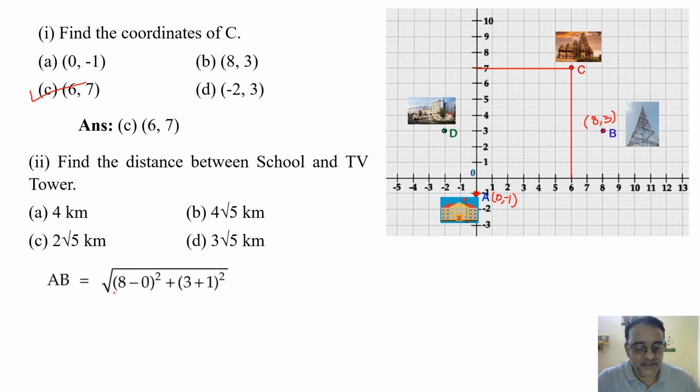So this will become 64 and this will become 16. So root 80. Root 80 is 4 root 5. Okay, that is 16 into 5 होता है, तो 16 का 4 हो जाएगा. So the correct option is B.